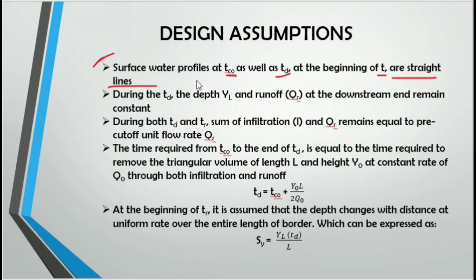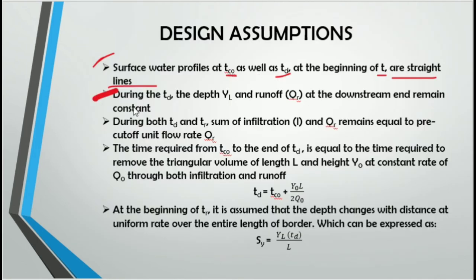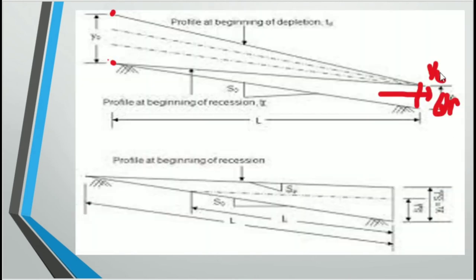And next, during the time of depletion, the depth YL and runoff QR at the downstream end remain constant. Again, in this figure, this is the start of depletion and this is the end of depletion. Here is the depth YL and this is the QR, or runoff. So during the time of depletion, both YL and QR are constant.